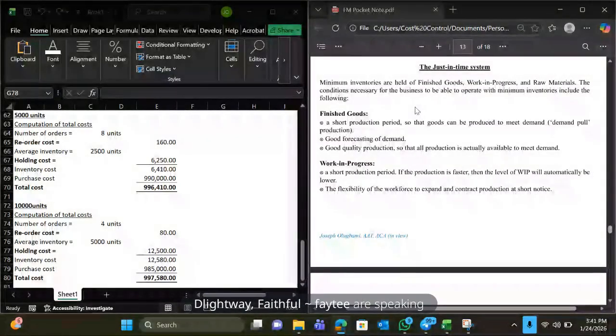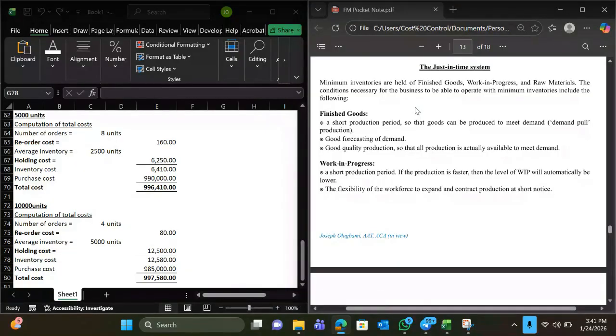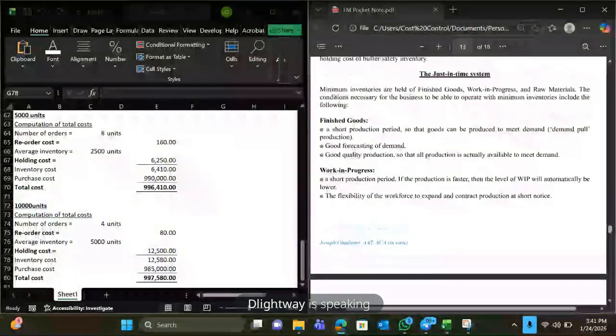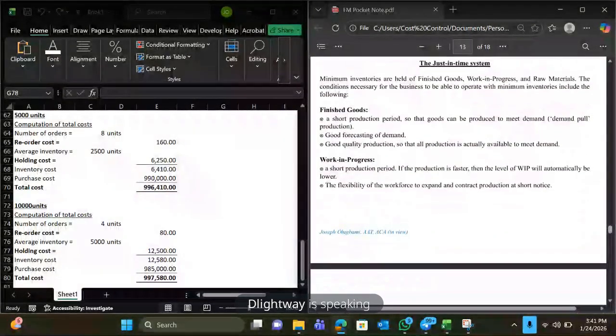But on a norm, is this possible in an organization? Is it really possible in reality? Of course, it's not. It's not really possible to maintain this just in time, because on the norm, when you see organizations preparing their financial statements, you always see inventory on the face of the statement of financial position. So this system hardly holds. But for some organizations, depending on the type of organization, the system holds. So productions are made only upon demand.